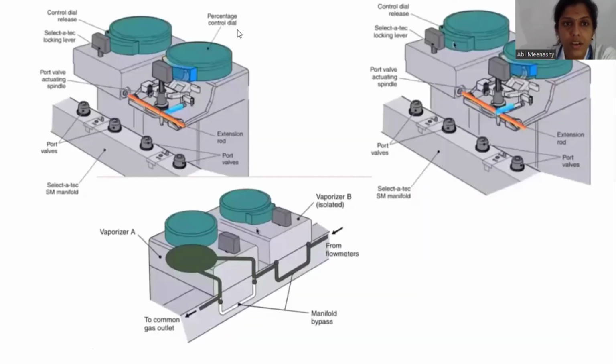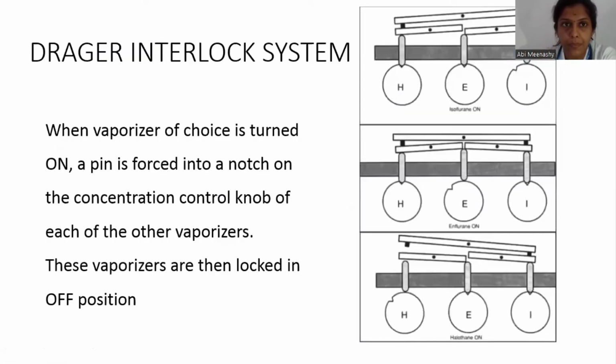So when you see this, when you open this vaporizer A, this extension rod will go laterally and push into the subsequent, the next vaporizer. This will prevent us from opening the next vaporizer. So when this vaporizer is open, the common gas, the fresh gas flow, goes into vaporizer A and comes out without going inside vaporizer B. So that's how we use only one vaporizer at a time.